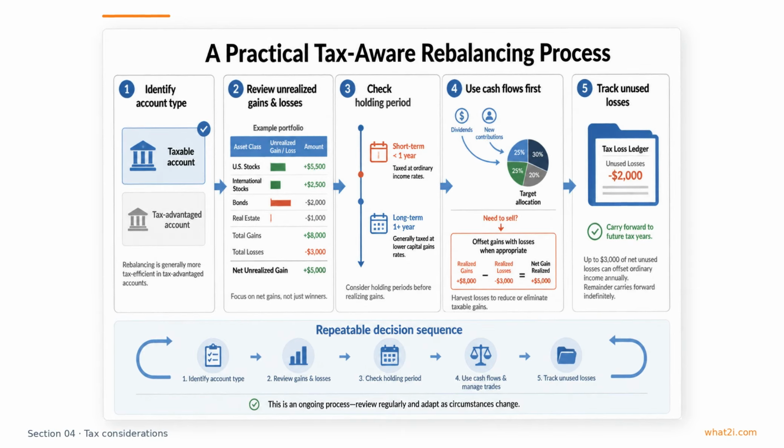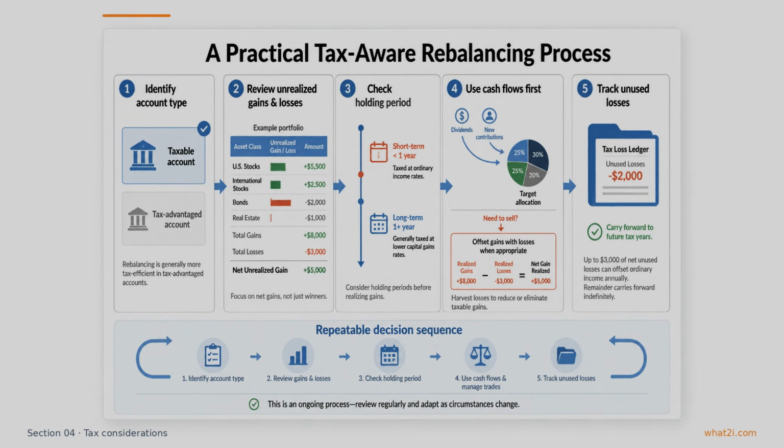Use contributions, dividends, and other cash flows first when possible, and if sales are still needed, see whether realized losses can offset gains. Finally, keep track of unused losses, because they may provide value in future tax years.